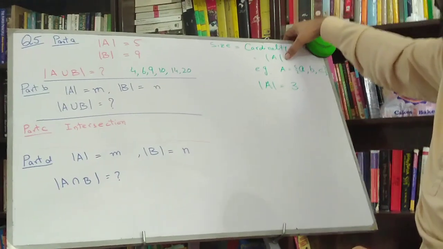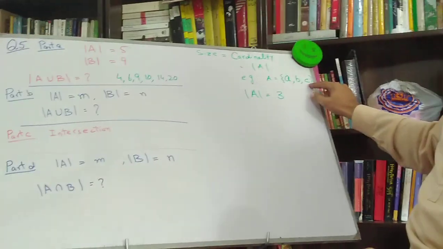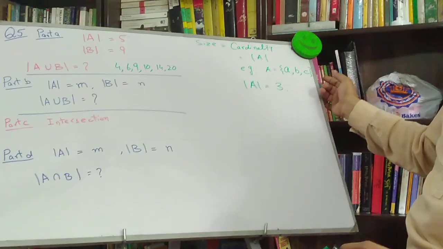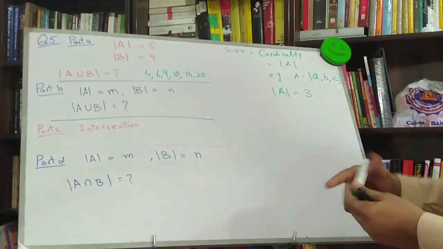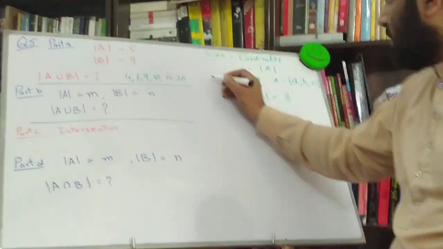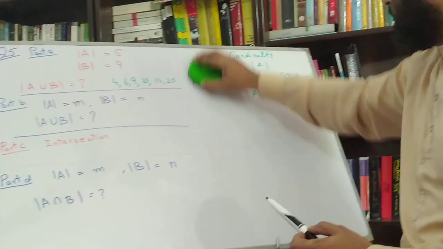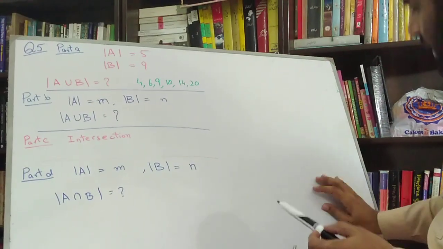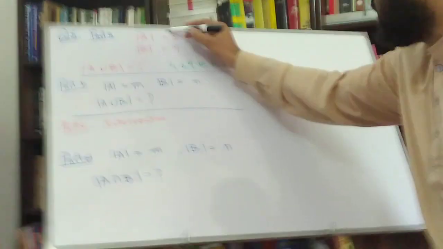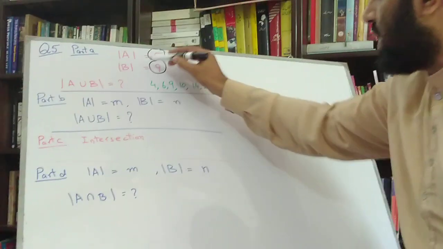For example, if we have set A = {a, b, c}, what is the size of the set? It's 3. Our cardinality of set A is 3. Notice this symbol: we use these two bars to represent the size or cardinality of a set. So in the question it is given that we have two sets. One set has size 5, the other set has size 9.